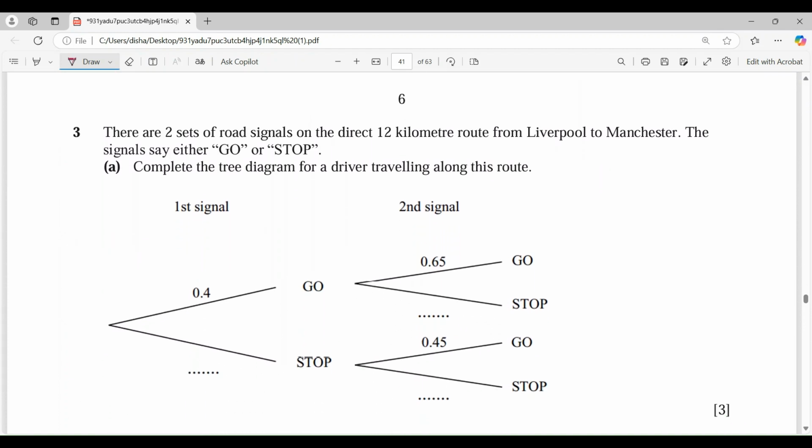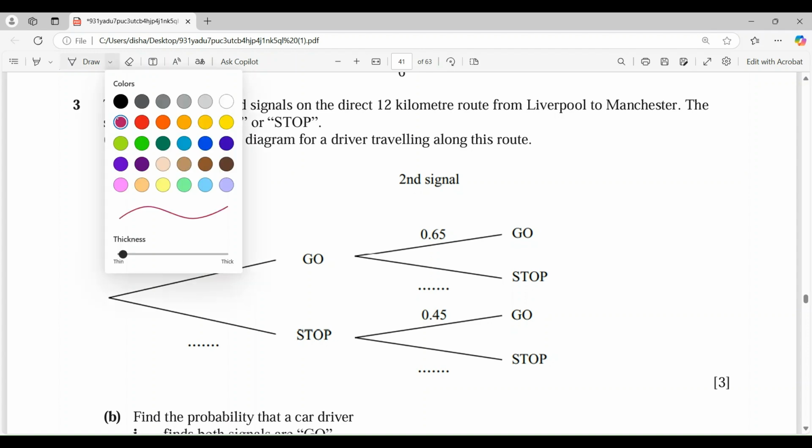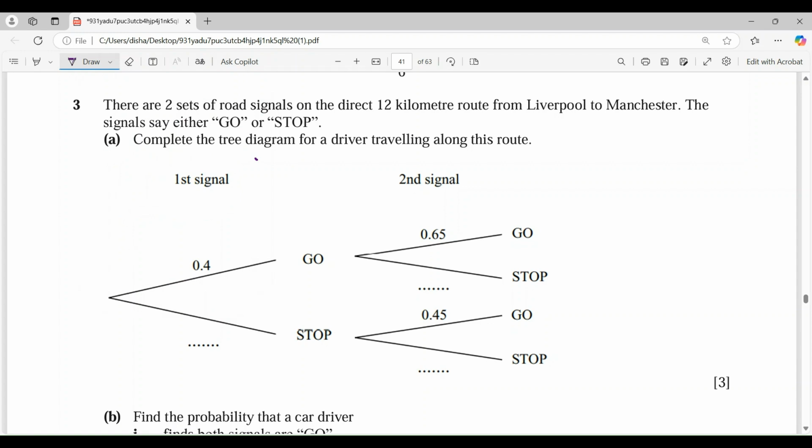Next we have is based on probability. Again, very important question that we are dealing with. So what do we have now here? The concept to be remembered is that the sum of probabilities of the events will be equal to 1. Now, there are two sets of road signals on the direct 12-kilometer route from Liverpool to Manchester. The signals say either go or stop. Complete the tree diagram for a driver traveling along this route.